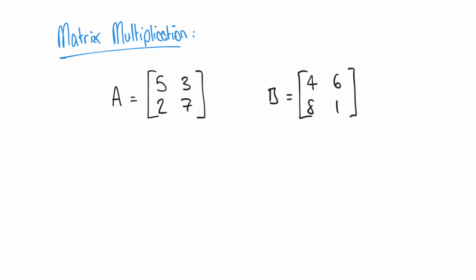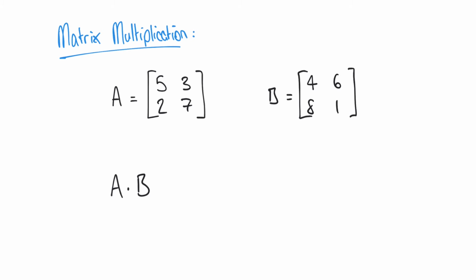Let's say we've got matrix A with the elements 5, 3, 2 and 7, and the matrix B which has the elements 4, 6, 8 and 1. What we're going to do is multiply these two matrices together, and we're going to write this as A dot B. The reason we use the dot is because we're going to use a technique later on called the dot product in order to multiply these two matrices together.